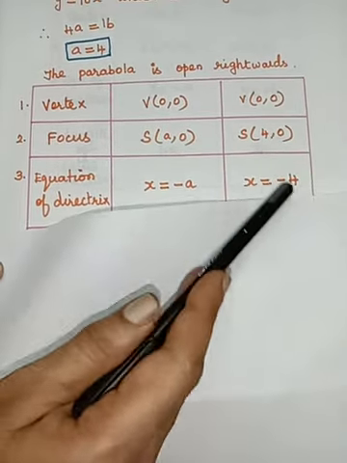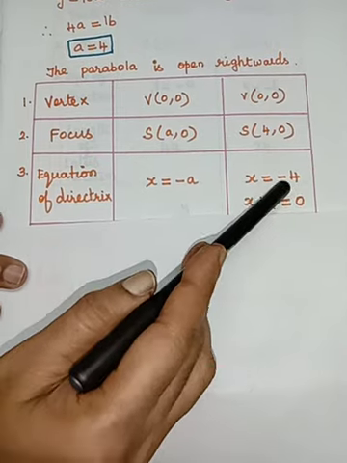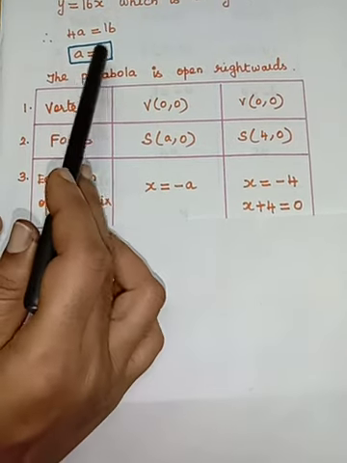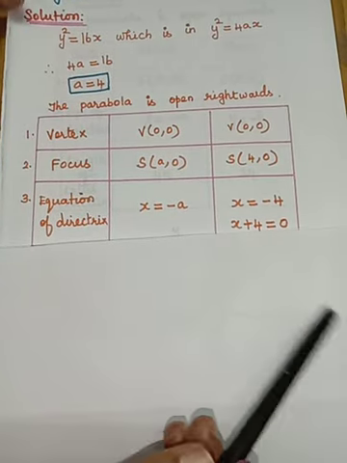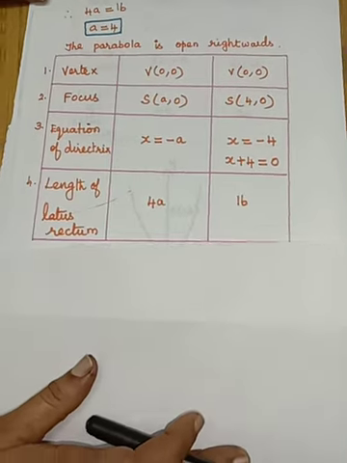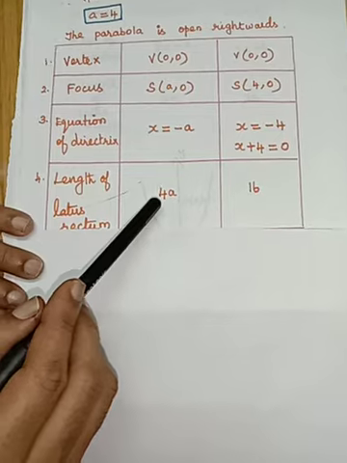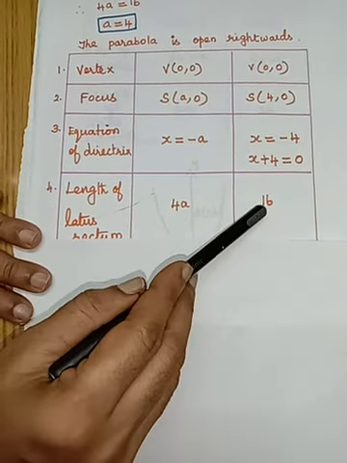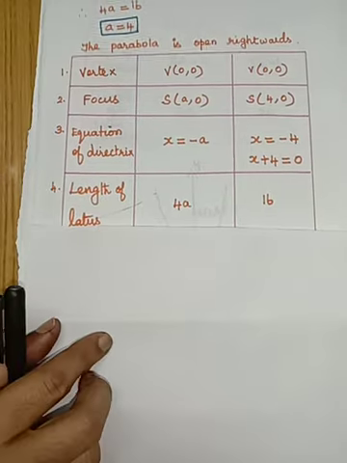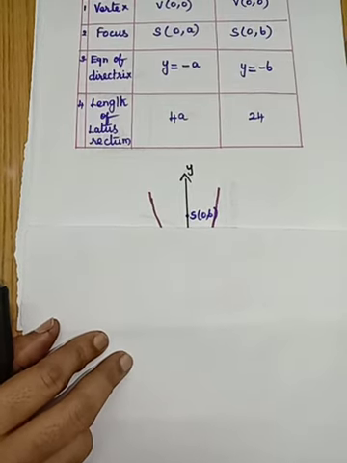So when you substitute, it is x is equal to minus 4. So a is 4 here. So your answer is x plus 4 is equal to 0. The length of the latus rectum for the parabola is 4a. So while you are substituting a is equal to 4, it is equal to 16.